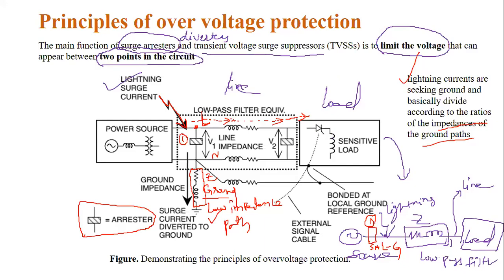Now see this in the load side also. This is the second one. We are providing another type of diverter or arrestor, but it is connected in between the line and the neutral. Two lines in between: one is the line, the other is neutral, not the ground. Remember, not the ground.